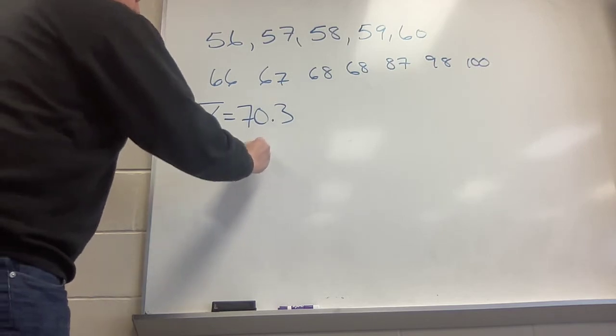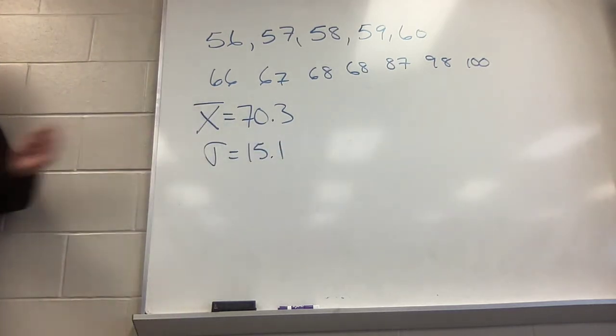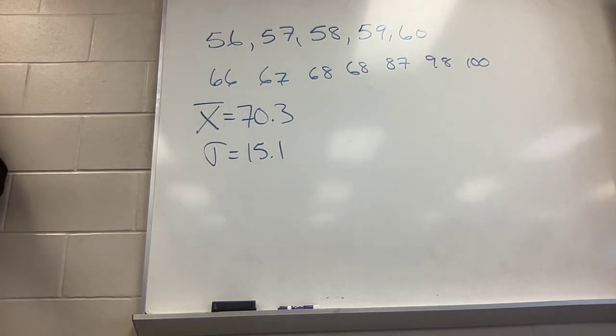Assuming I typed them in correctly, I got a mean of 70.3 and a standard deviation of 15.1. Anyone else get the same thing? Yeah. Okay, I must have typed them in right then. All right, so if you got 70.3 and 15.1, you typed it in right. Yay. Cool.